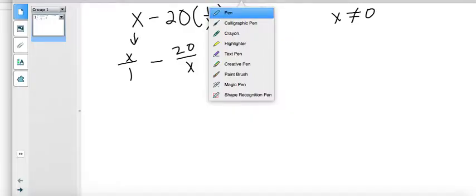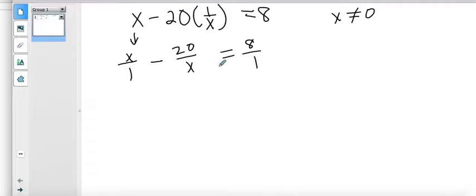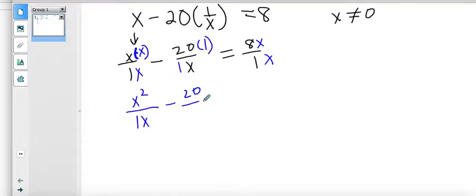Now what I want to do is make all the denominators equal. The only thing that's missing, guys, is if I multiply by x here, if I make all the denominators equal to x, they'll all be the same. So all I have to do is multiply this by x. I don't need to put the 1 because multiplying by 1 doesn't do anything. So basically my equation now becomes x squared over 1x minus 20 over 1x equals 8x over 1x.